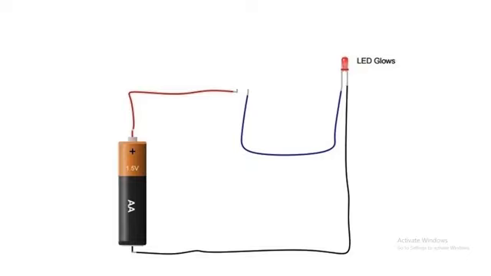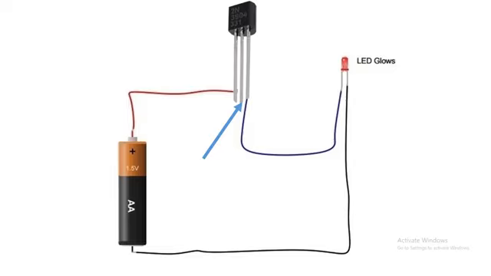The transistor also works like a switch. A transistor never passes current by itself. Well, when you give current to the middle pin, or the base, of the transistor, then the transistor allows the current to pass through the LED and the LED glows.